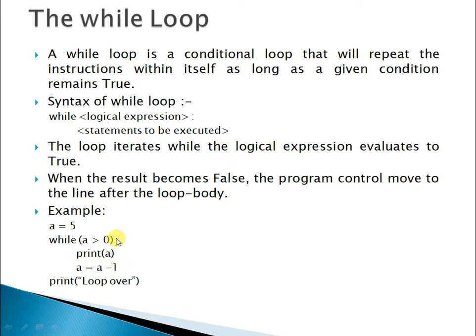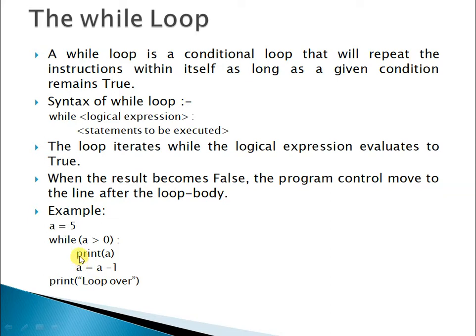Then you go up again and you check, 0 greater than 0? No, 0 is not greater than 0. 0 is equal to 0. So this condition becomes false and you will move to the statement following this while. That means this statement will be executed. Print loop over.